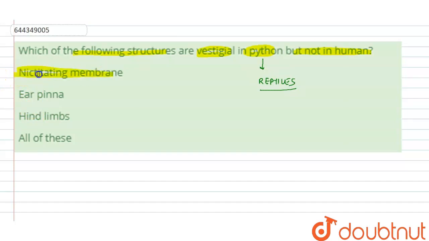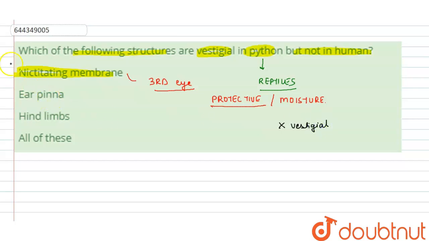We have the nictitating membrane. The nictitating membrane is a kind of third eye that is present in the organism. If you talk about reptiles or amphibians, then it plays a very protective mechanism in protecting the eye plus moisturizing it. It provides the moisture, it protects the eye also. But if you talk about human beings, then this nictitating membrane is totally vestigial. All right, so over here, the nictitating membrane is vestigial in human beings, but not in the case of the python. So this is the full answer.